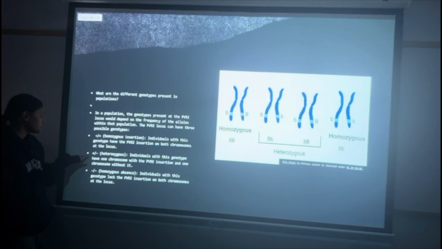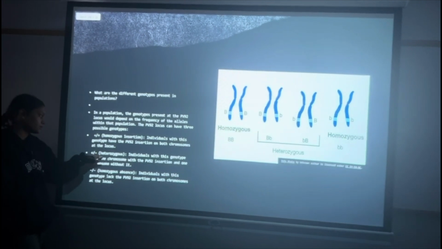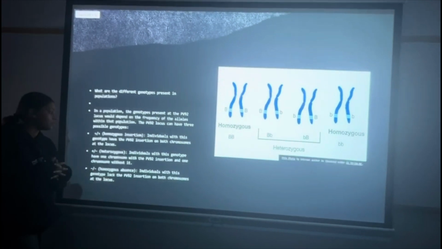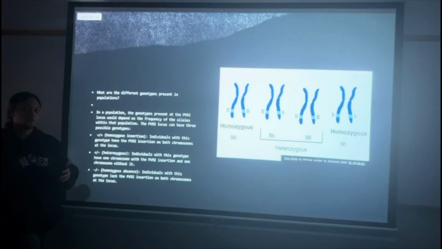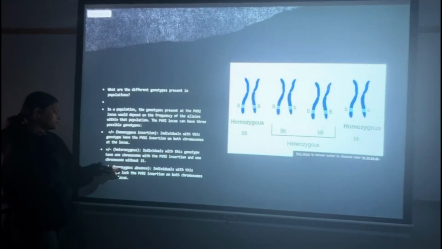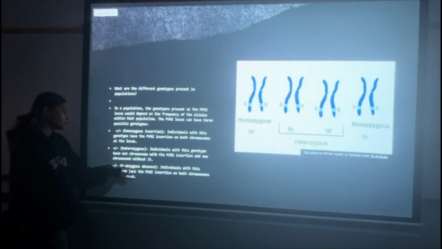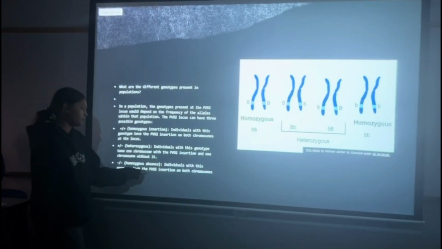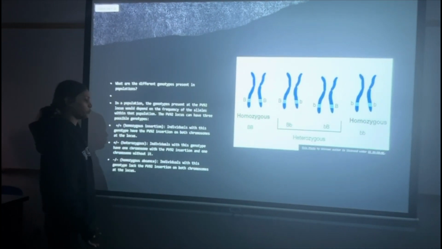And the other one is plus minus, which is known as heterozygous. Individuals with this genotype have one chromosome with the PV92 insertion and one chromosome without it. And the last one is minus minus, which is also homozygous, but it is the absence of the PV92 allele, so it doesn't have the PV92 allele on both chromosomes.